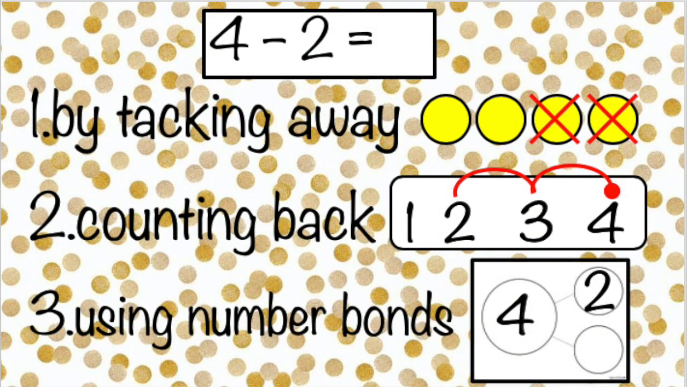Here you have the 3 strategies together with the subtraction 4 minus 2. You have by taking away, counting back, and using number bonds.